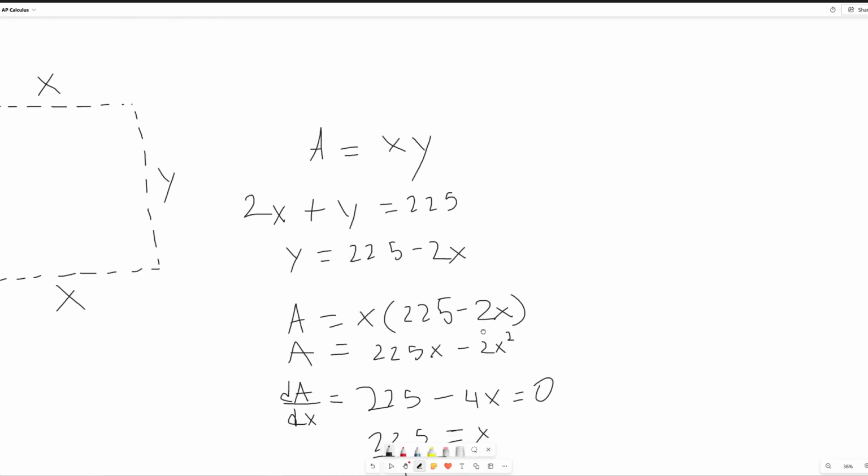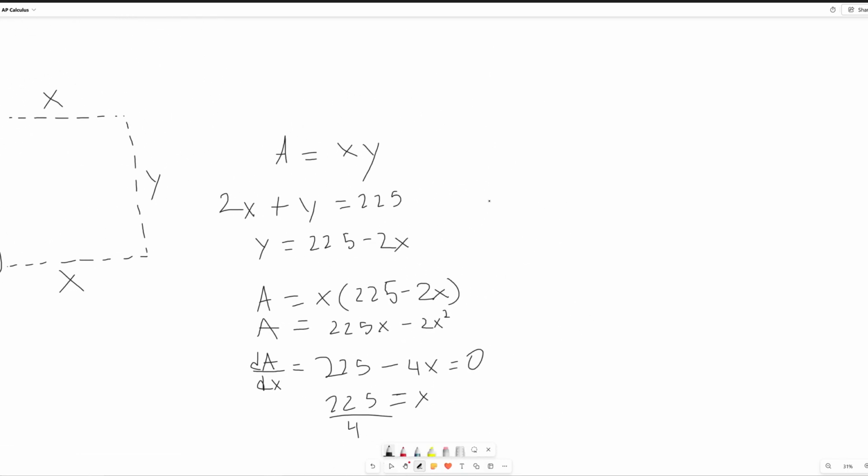So final step, 2 times 225 over 4. You can cross these, and it's going to be 225 over 2. That's going to make it easier. Just cross out, simplify as you go along. 225 over 2 plus y equals 225.